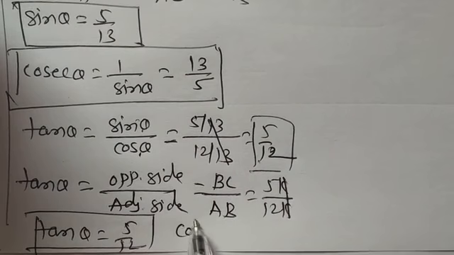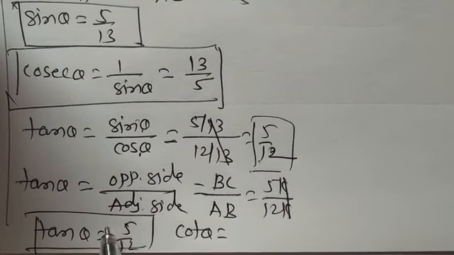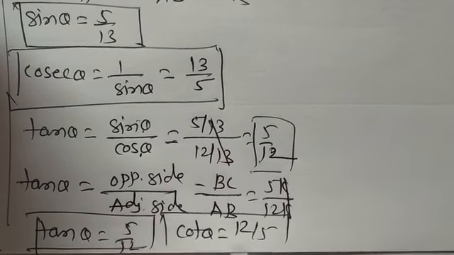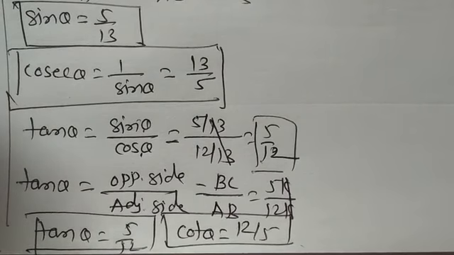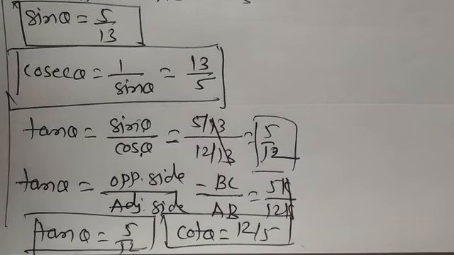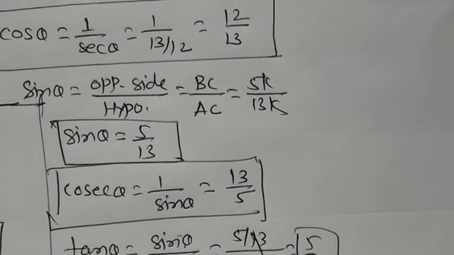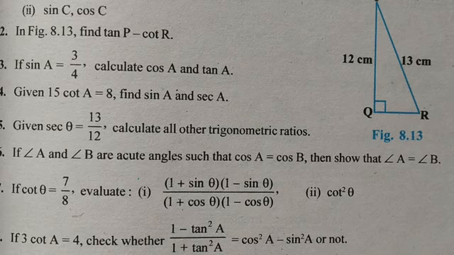Then what is cot theta? Cot theta is the reciprocal of tan, so simply 12 by 5. You can easily do it. So if one ratio is given, we can find all other trigonometric ratios depending on this. Next example is what?